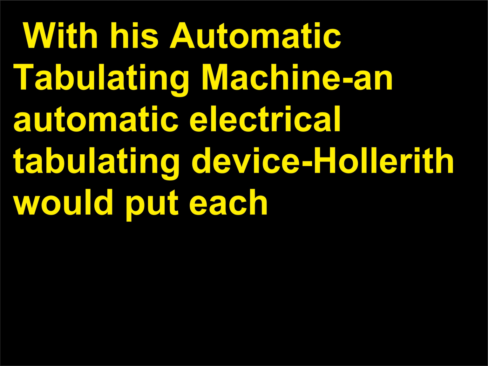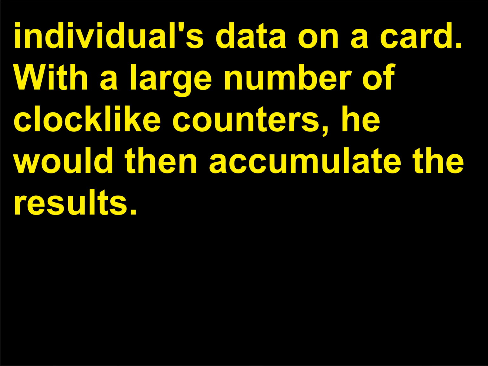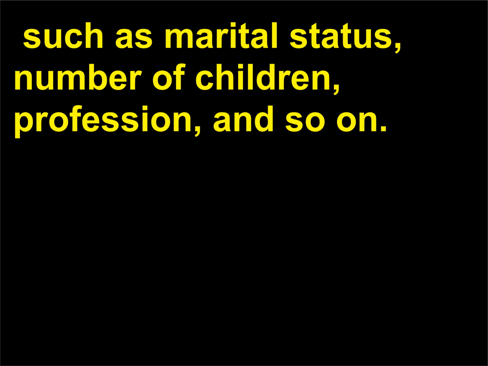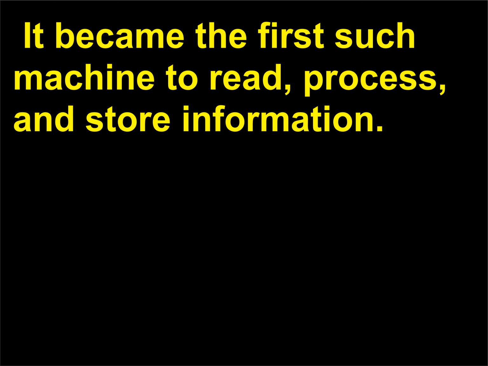With his automatic tabulating machine, an automatic electrical tabulating device, Hollerith would put each individual's data on a card. With a large number of clock-like counters, he would then accumulate the results. From there, he would use switches so the operators could instruct the machine to examine each card based on a certain characteristic, such as marital status, number of children, profession, and so on. It became the first such machine to read, process, and store information.